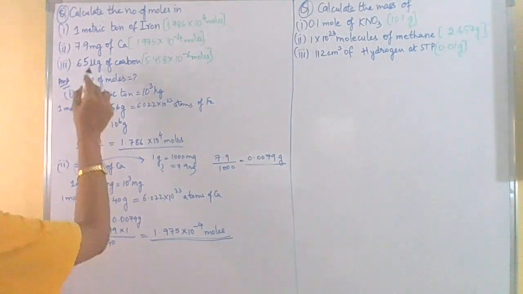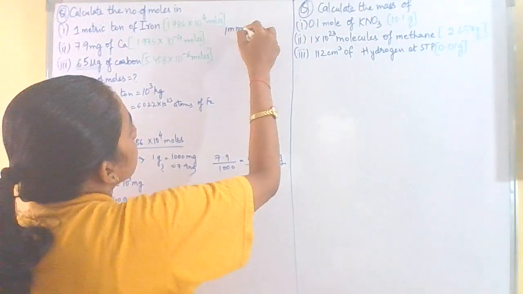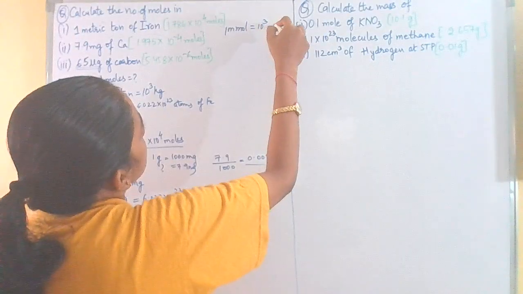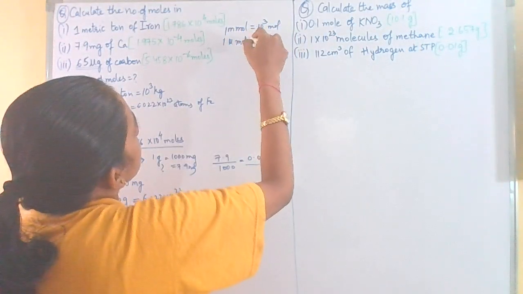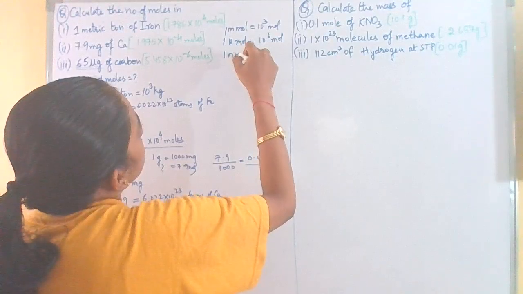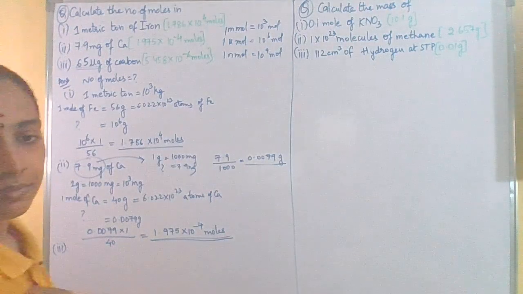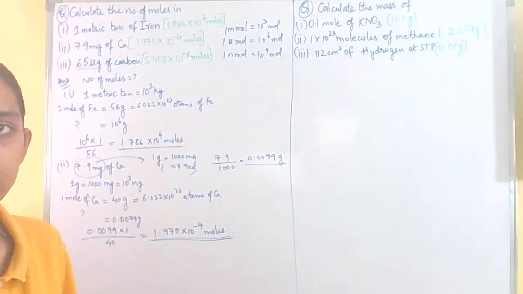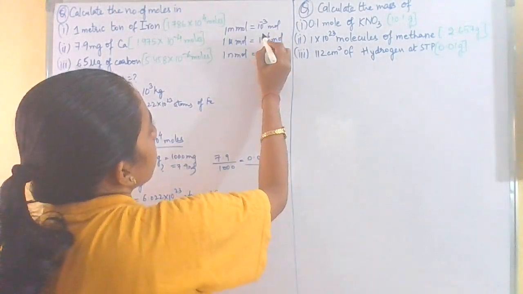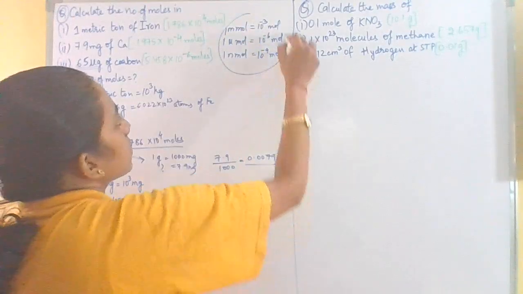You have to calculate the number of moles in 65 micrograms. I have already said in the previous video that 1 millimole is equal to 10 to the power minus 3 moles, 1 micromole is 10 to the power minus 6 moles, 1 nanomole is 10 to the power minus 9 moles. You have to keep these conversions in mind.